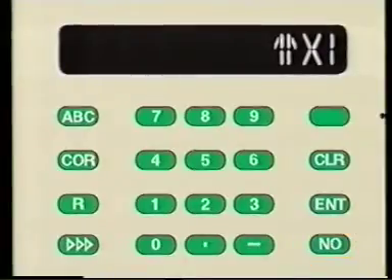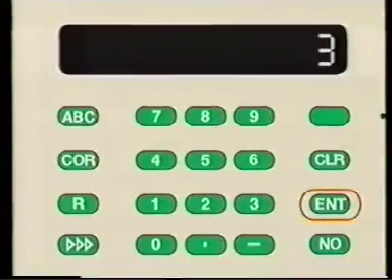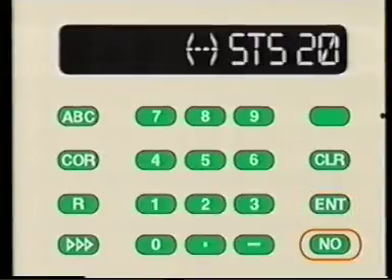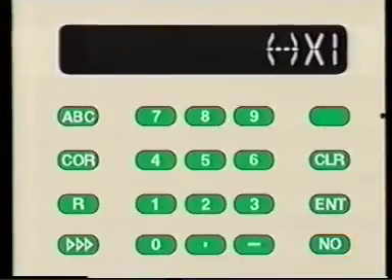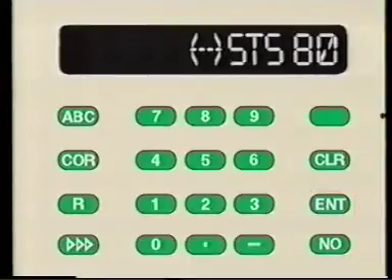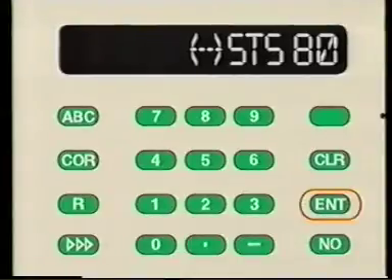Multiply the height by how many times? Press 3. Enter. The computer is confirming that the correct height is 264. Press Enter. The width of this pattern is 20 stitches. Is this what is wanted? Press No. How much is the width to be multiplied? Press 4. Enter. The computer is confirming that the desired width is 80. Press Enter.